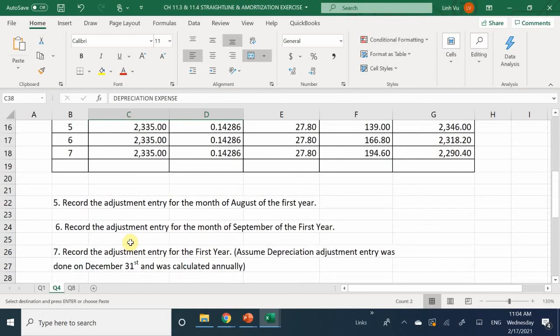Let's look at this question again. Assuming that the adjustment entry is done at the end of the year, December 31st, and assuming that the depreciation was calculated annually. How do I journalize the depreciation for the first year?